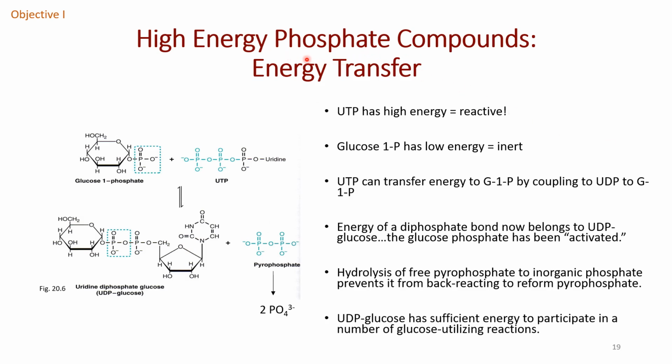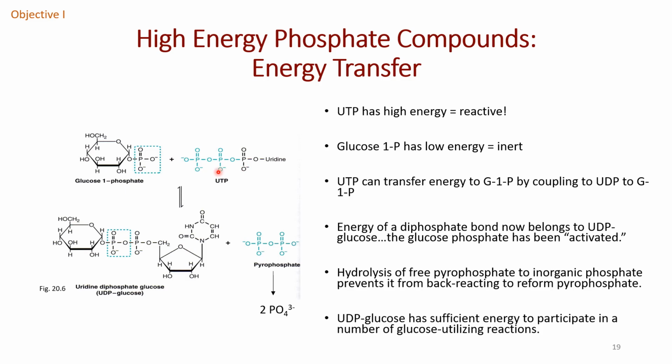So here, let's look at the high energy phosphate compounds, and that's going to be for our energy transfer. So we have a molecule like UTP here. UTP is similar to ATP, adenosine versus uridine, but you have 3 phosphates. And so each of these phosphate-oxygen-phosphate is a phosphoanhydride bond. And that has a lot of strain.